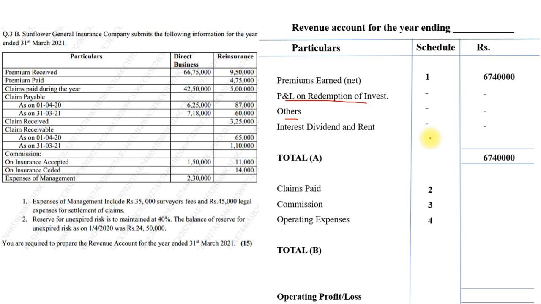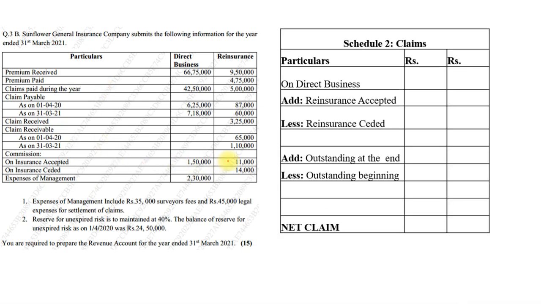Now next comes the most important, claims paid, because in claims there's opening and closing, in receivable also there is opening and closing, claims received, claims paid. A lot of things have been given to us. So this is a very important schedule, claims paid. Schedule number 2. First is claim on direct business.